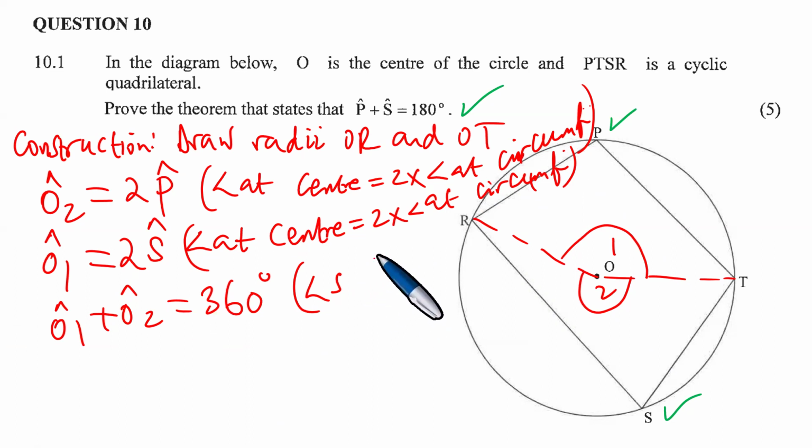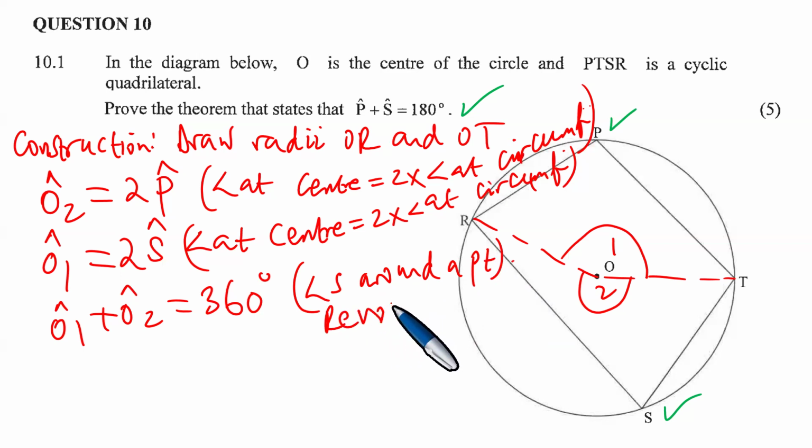Well done, well done. Yes, angles around a point. You can say angles around a point, or if you want, you can say it is a revolution. Okay, angles around a point. So you can study it in 2 ways. This O1 plus O2 is 360 degrees because of angles around a point, or you can say it's a revolution.